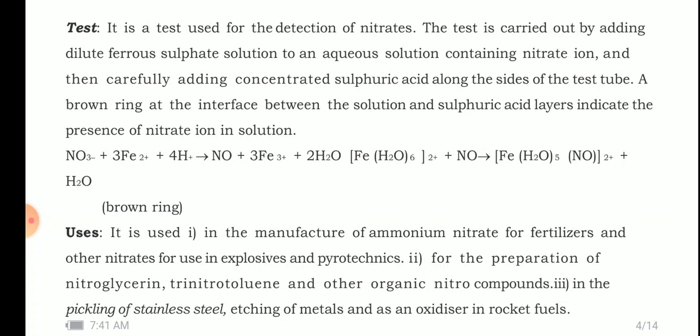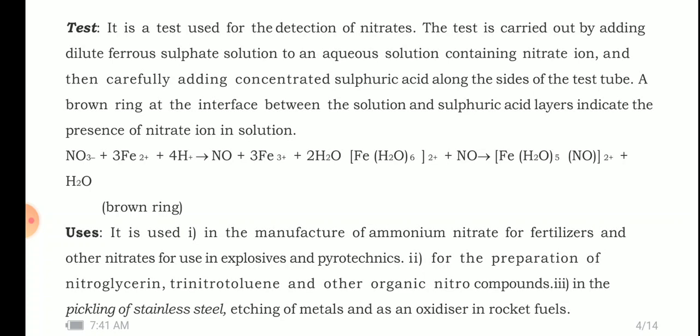So the reaction is nitrate reacting with iron(II) in the presence of acid to give you nitric oxide, Fe3+ and water, where a complex is formed. That is the brown ring.